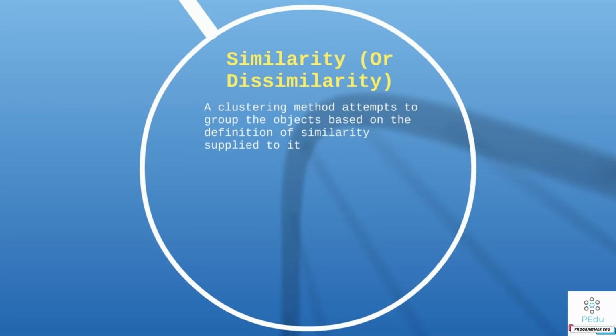And this is the dissimilarity between the individual objects being clustered. So a clustering method attempts to group the objects based on the definition of similarity supplied to it. This can only come from subject matter considerations. So our definition of similarity is going to depend on the data that we're looking at.